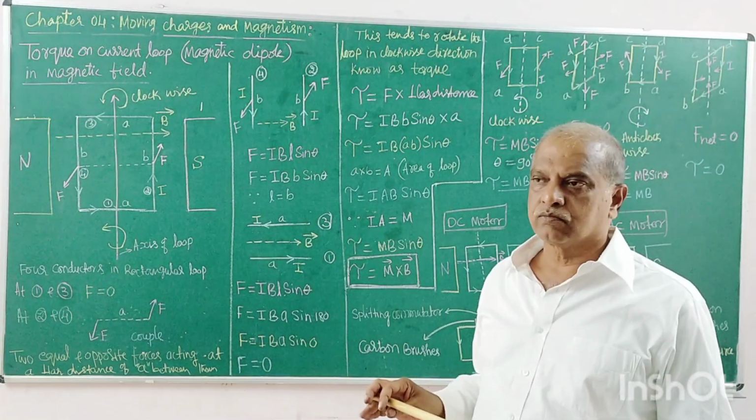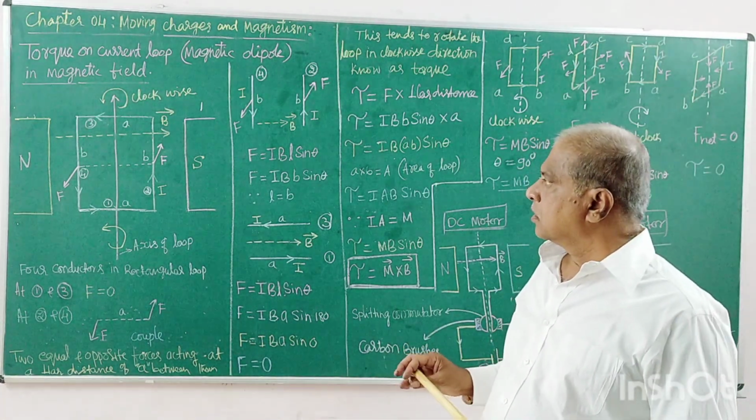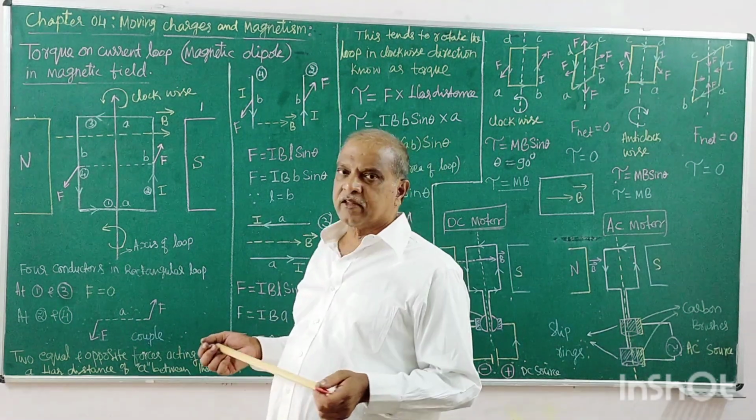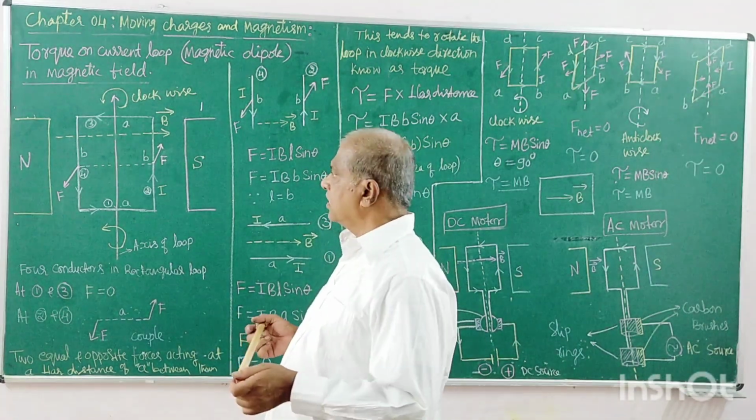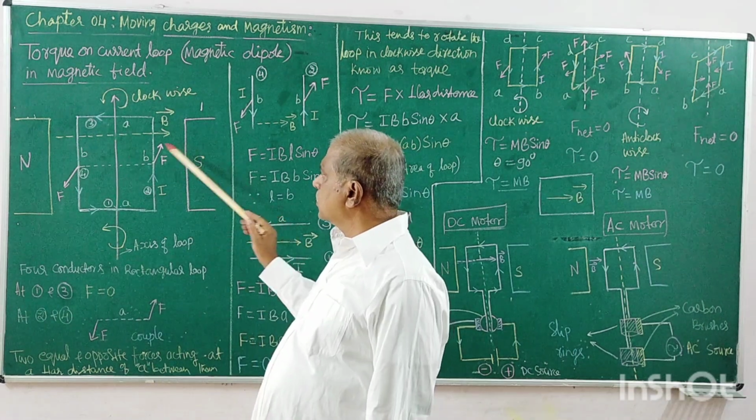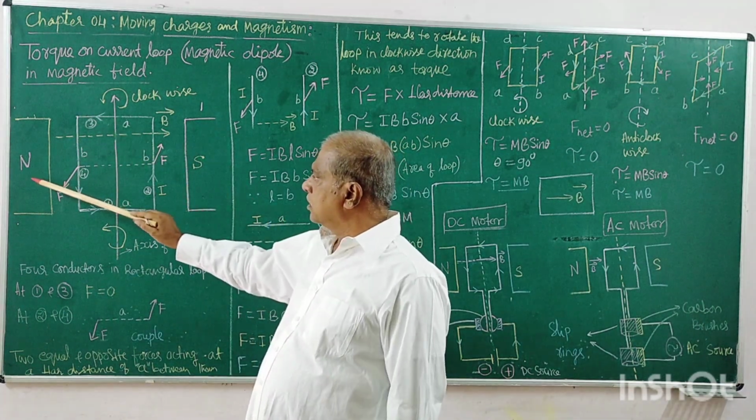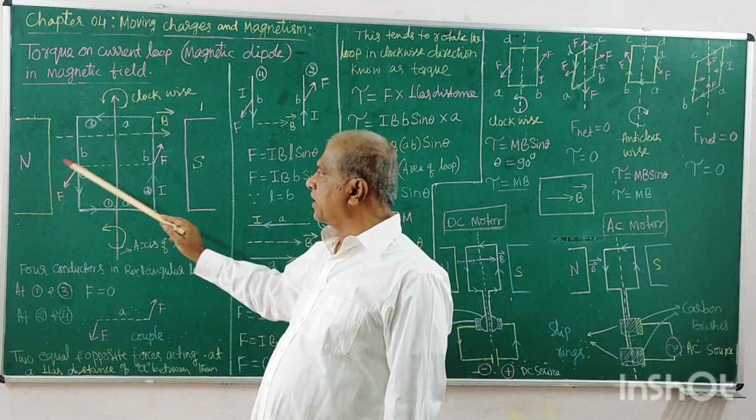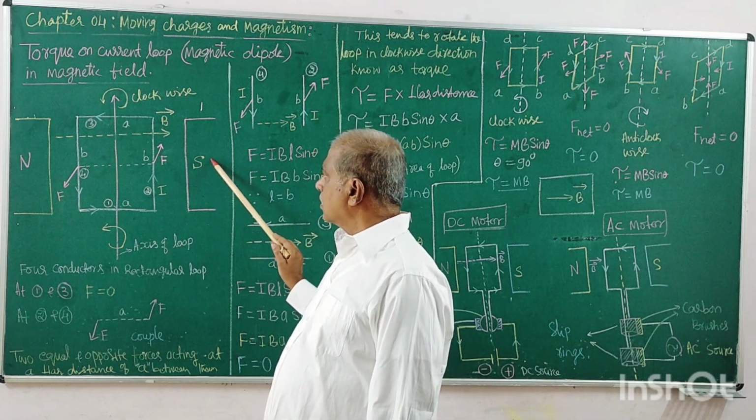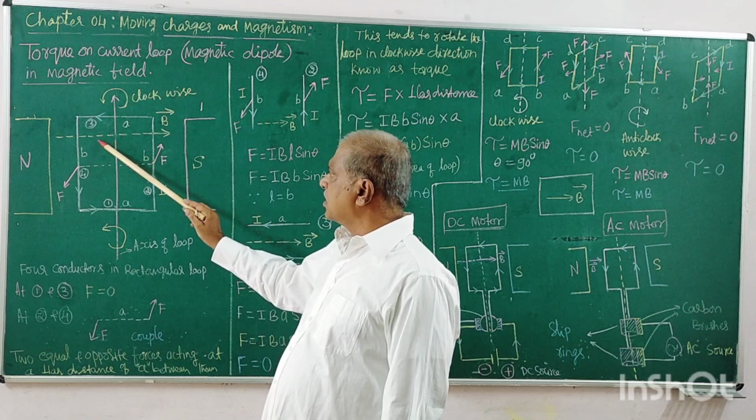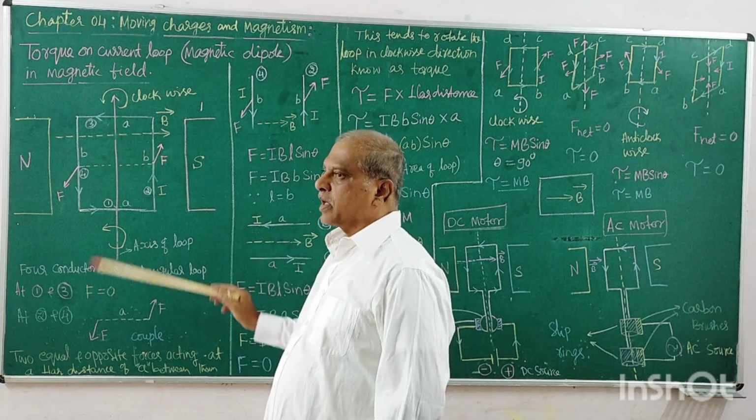When we place this current carrying loop in the external magnetic field, the space in between these two poles, these two are permanent magnetic poles. This direction indicates the direction of the external magnetic field.